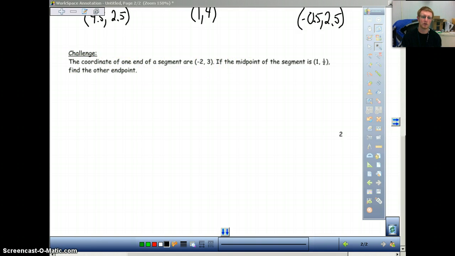So take a minute, think about this, try and do it, and then hit play when you're ready to see if you did it right. Don't just hit play and see the answer. That is not going to help you. You need to think about this. All right, so go ahead and hit play when you're ready.